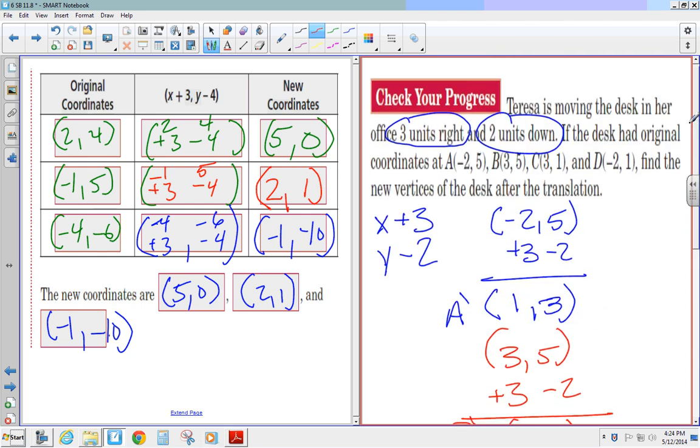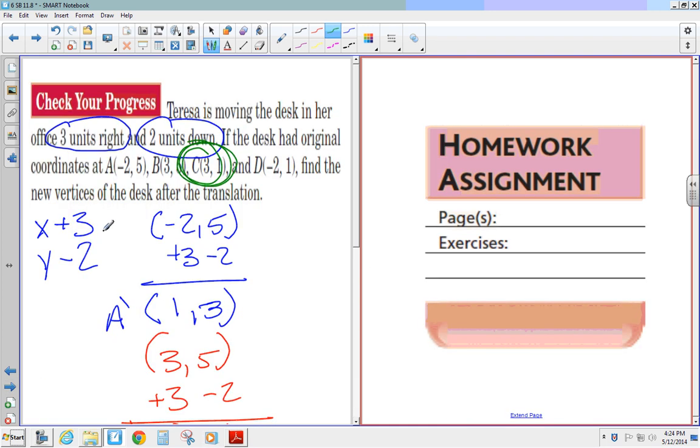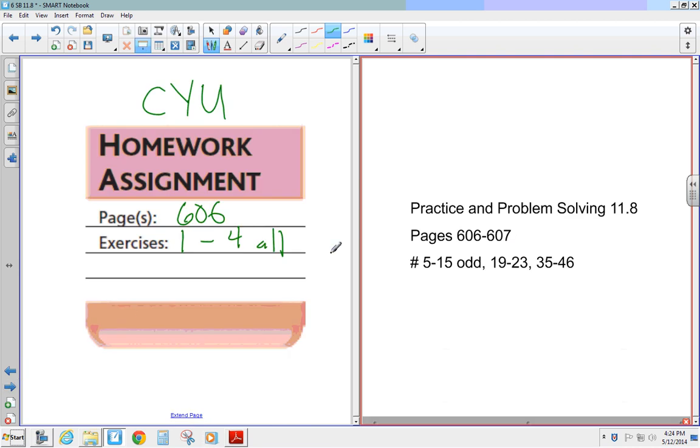All right, so for your homework, finish this problem for C. Make sure you check your understandings on page 606 and do problems 1 to 4 all. That is the rest of your homework. We will, of course, do these problems in class together. Good luck.